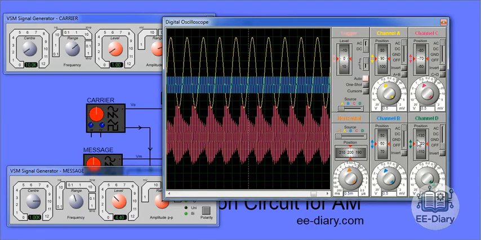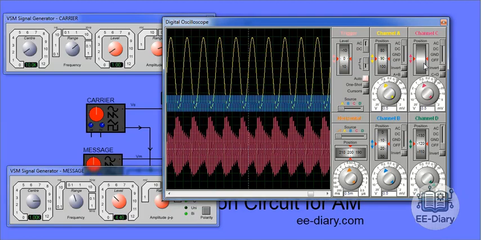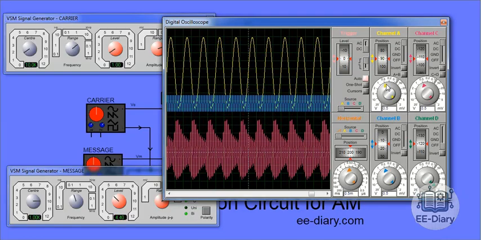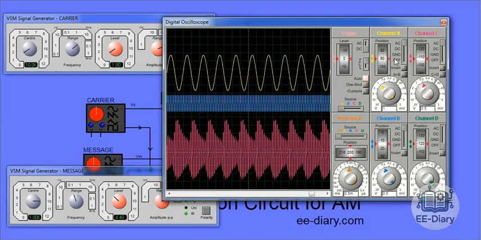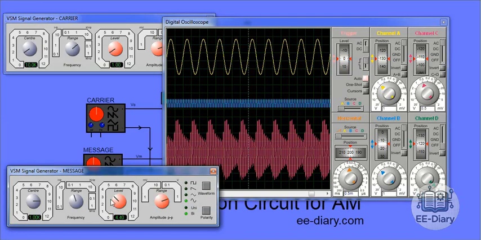Here, I've adjusted the waveforms on the oscilloscope to better align their amplitude levels and timescales. This makes it easier to observe the relationship between the signals. The yellow waveform shows the message signal, which is modulating the amplitude of the blue carrier signal. The resulting red waveform, the modulated signal, clearly shows how the message signal's amplitude is mapped onto the carrier's envelope.